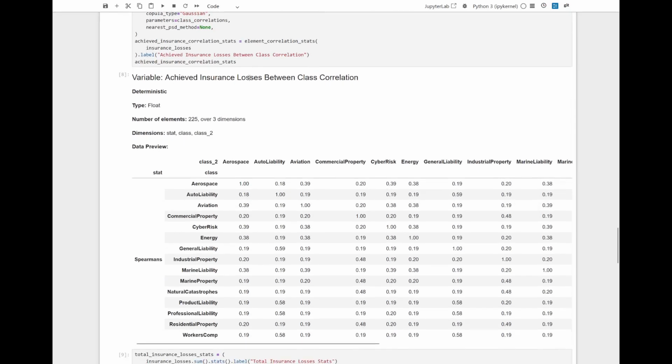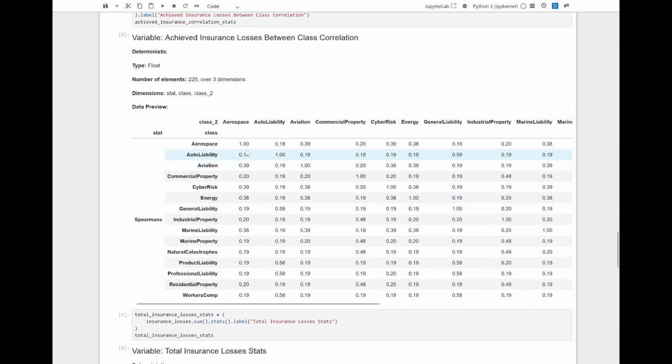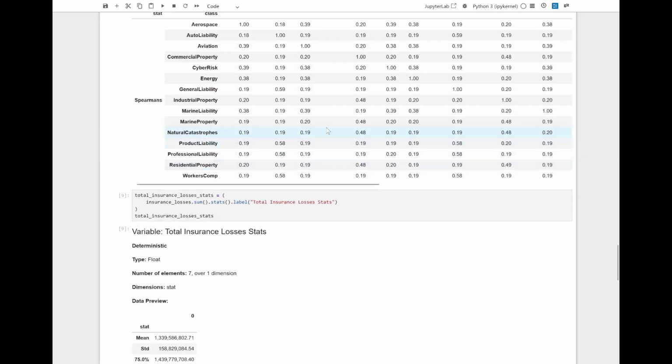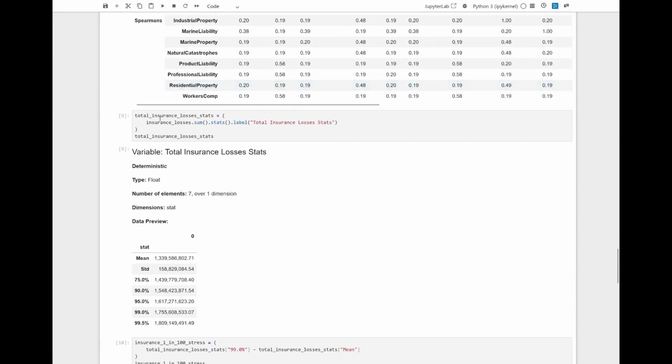And we can see that we've achieved correlations between the various classes of around the same amounts. So this is the method 1 approach, first doing underwriting and reserving within each class, aggregating, and then doing class to class at the total insurance risk level. So nice and easy to implement. Let's have a look at some stats now.